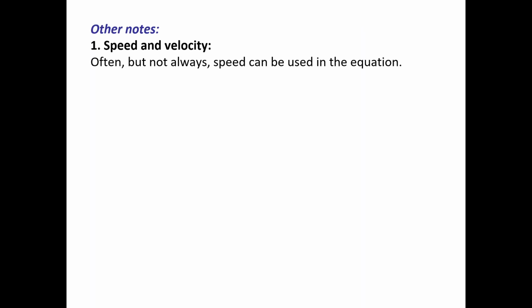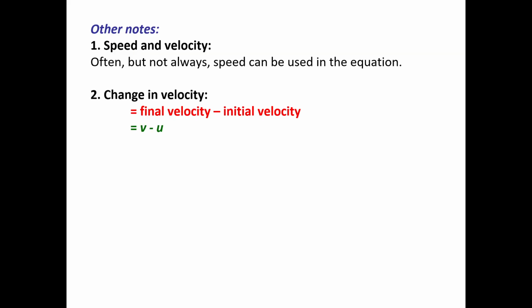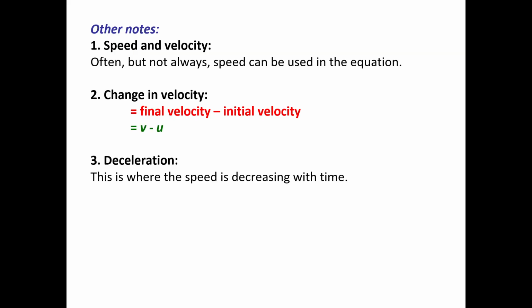So other notes then, often but not always speed can be used in the equation. You could hear me use the words interchangeably there. Change in velocity, remember, is the final velocity minus the initial velocity. And it's important you get it that way round, okay? Because you could get decelerating, or deceleration, where the speed is decreasing with time. And then you get a negative answer, okay, in the previous equation.